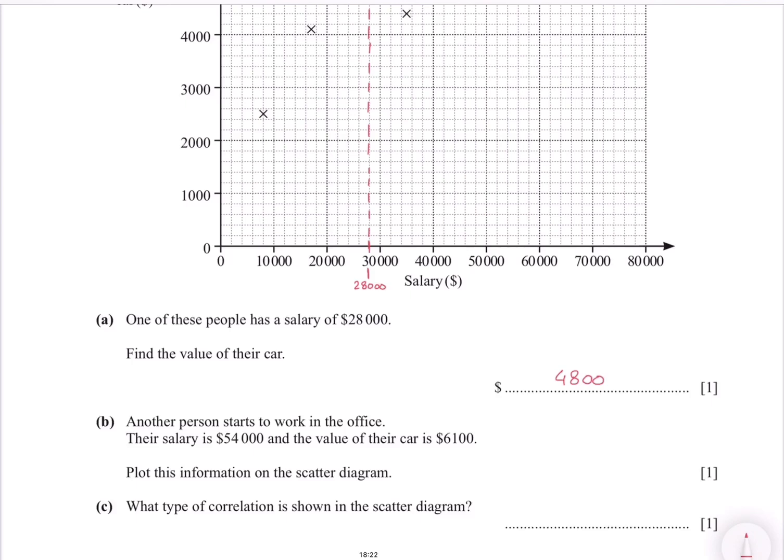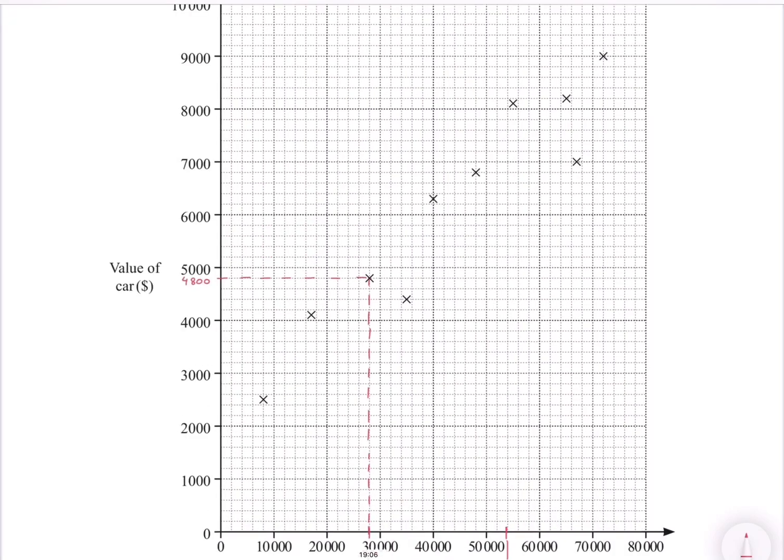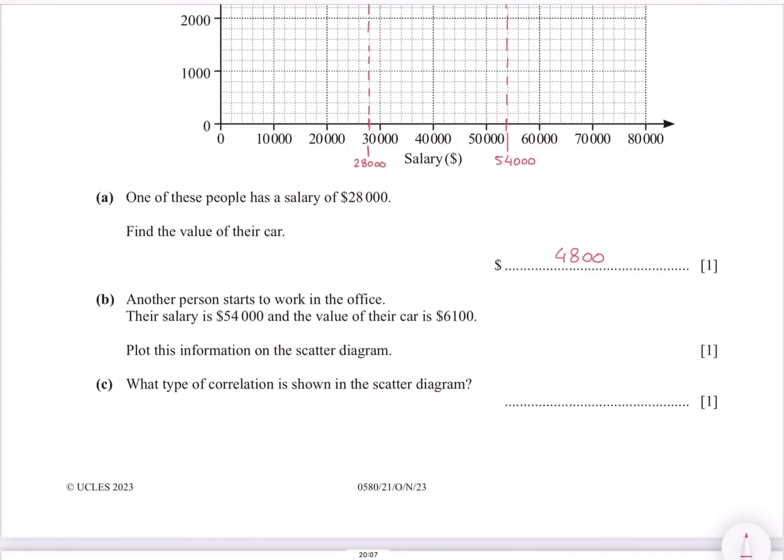Another person starts to work in the office. Their salary is 54,000 and the value of their car is 6,100. Plot this information on the scatter diagram. So find 54,000 on the x-axis. Here it is, 54,000, and now go to 61. So this is 61 here. So this is the point they want us to mark on the diagram.